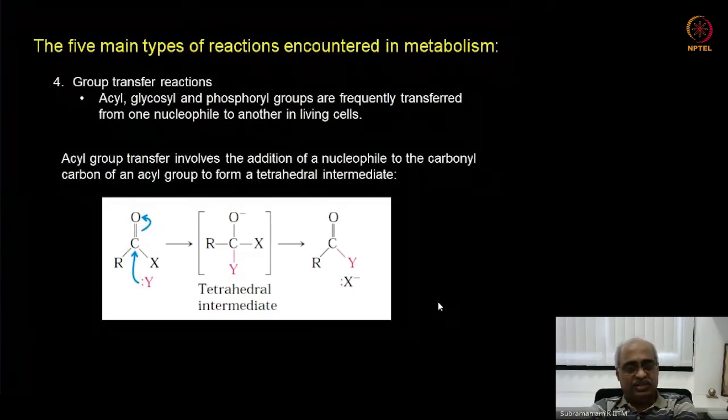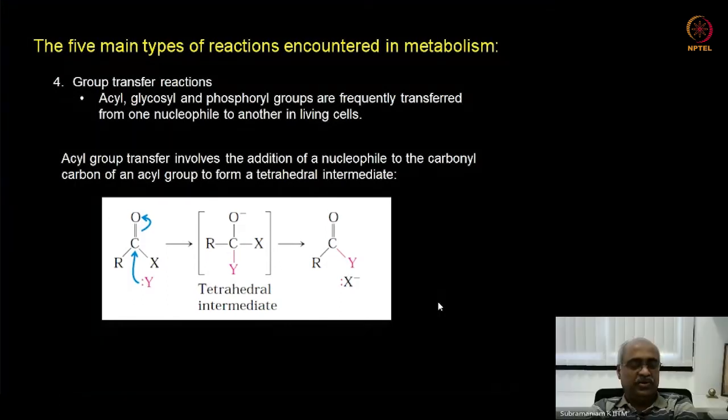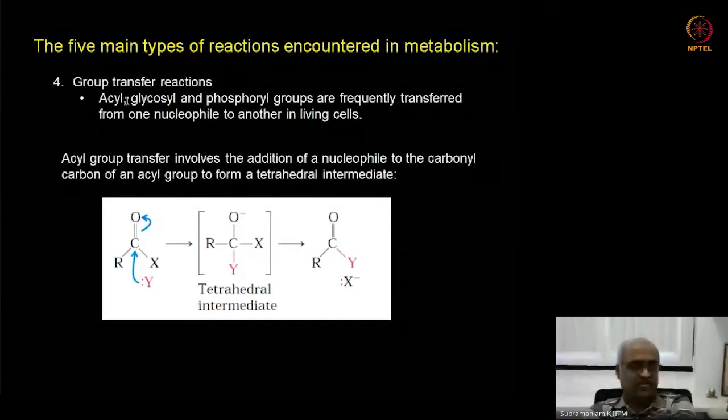But there are other situations. For example, for many glycosylations, the carbohydrate moiety is going to be covalently linked to one of the nucleotides. It's usually like UDP-glucose, that kind of activation. There the UDP moiety's group is transferred. So quite often we encounter group transfers of these three types. One I just told you, glycosyl.